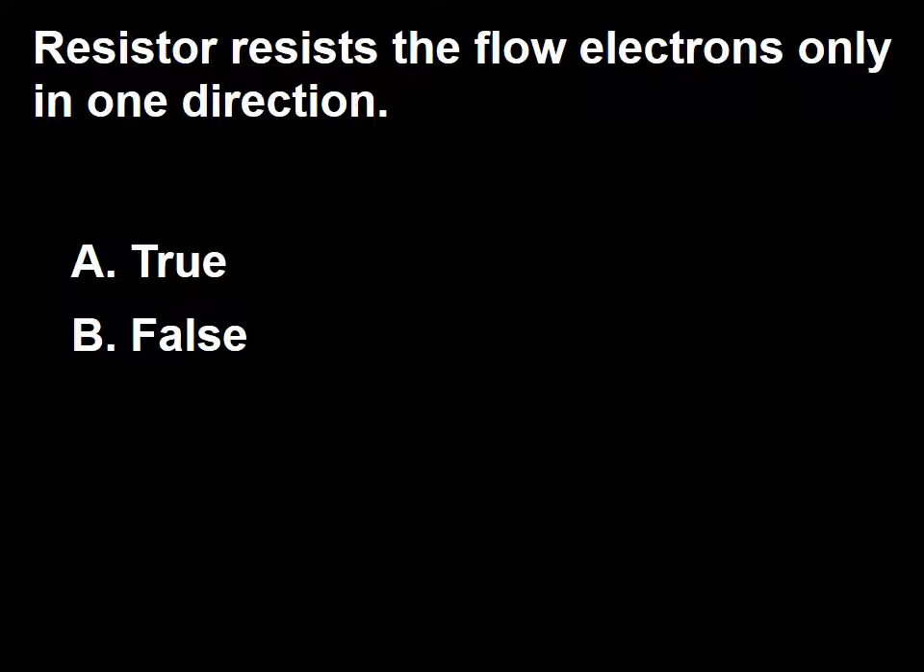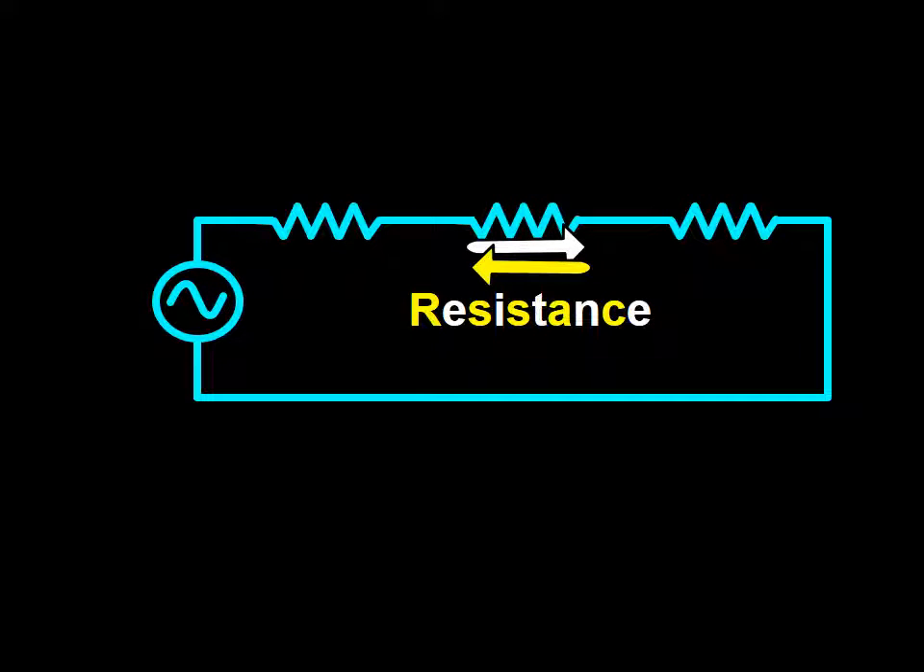Next question. Resistor resists the flow of electrons only in one direction. A true, B false. Resistors impede the flow of electrons in both directions. So heat is produced regardless of the direction of current when it is traveling across a resistor.